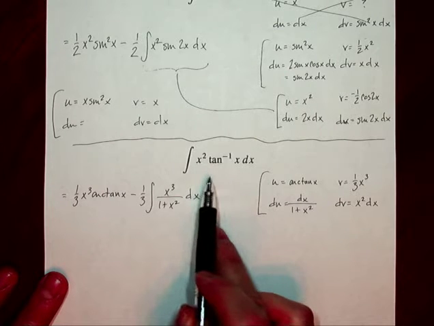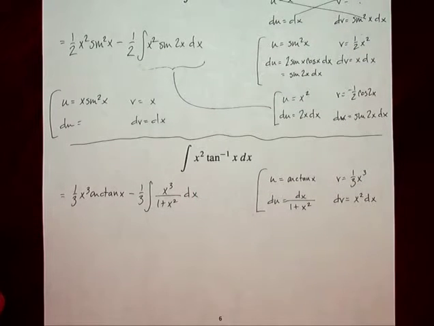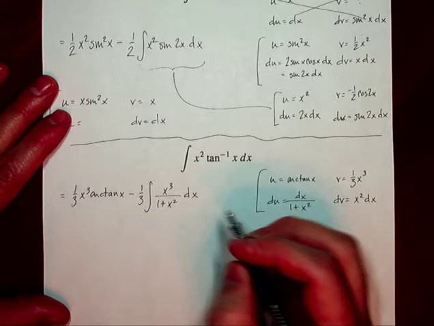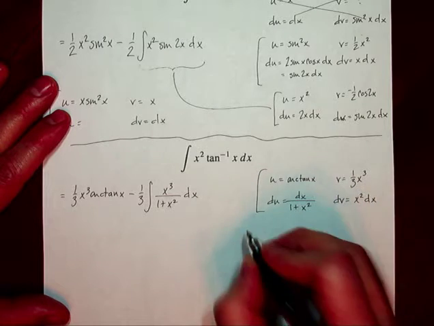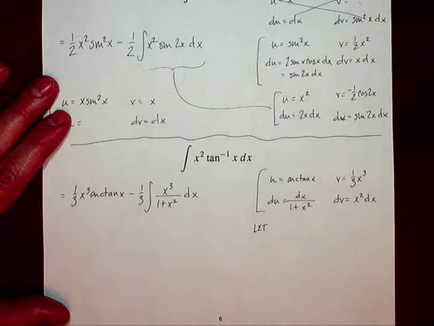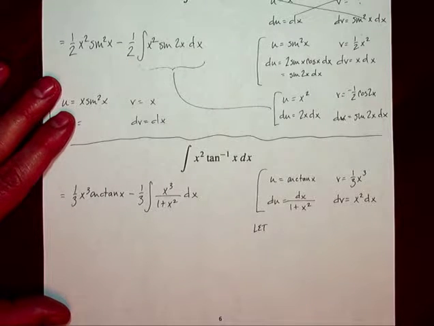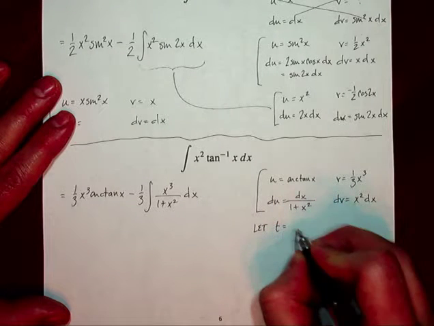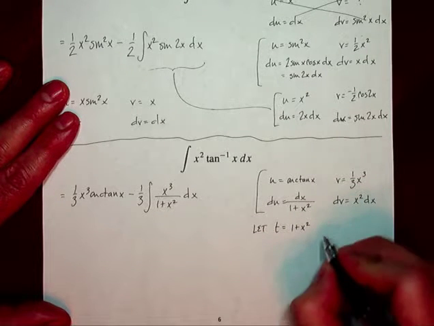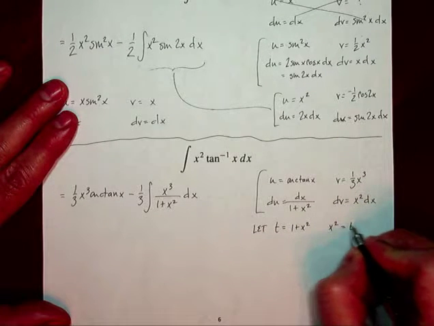Okay. What we need to do now is a strategy that we employed on a previous one, and that is integration by substitution. And we'll use t again, and I'll put this in block letters so it's a little bit easier to see that I'm actually writing let. So let t equal 1 plus x squared. Now, if that's the case, then x squared is equal to t minus 1.